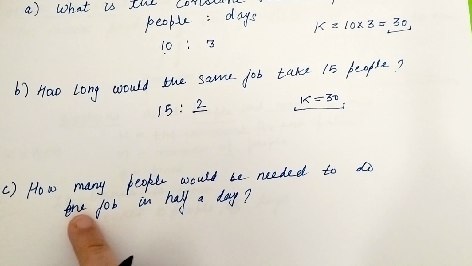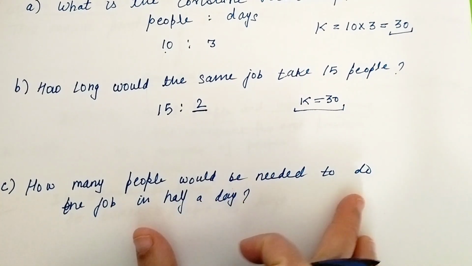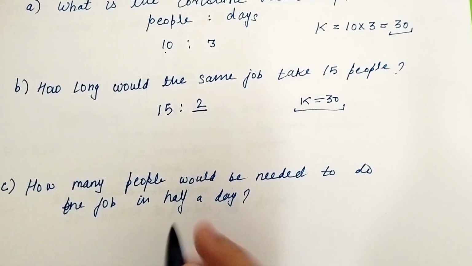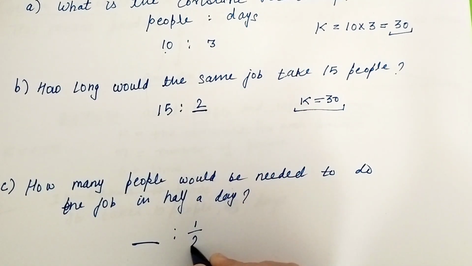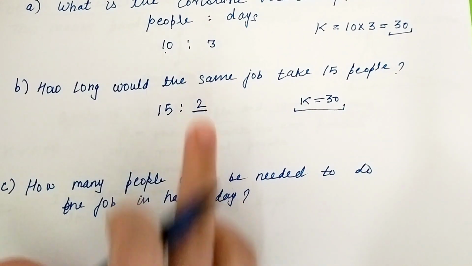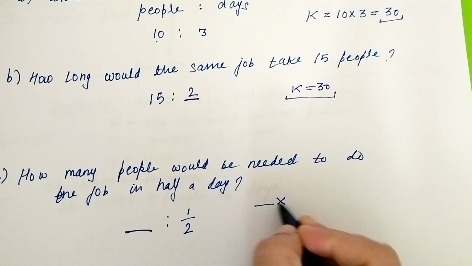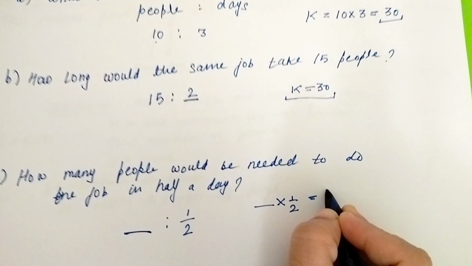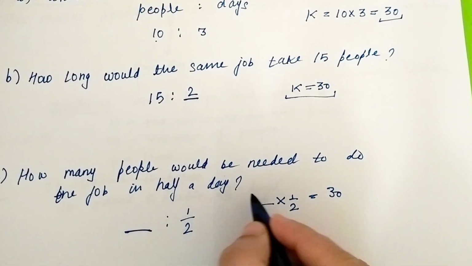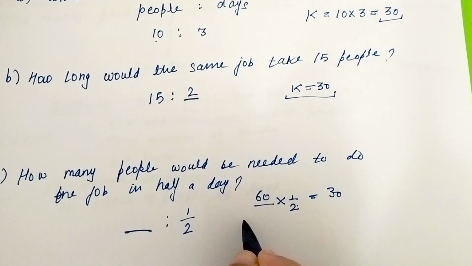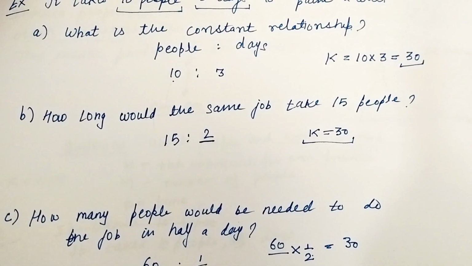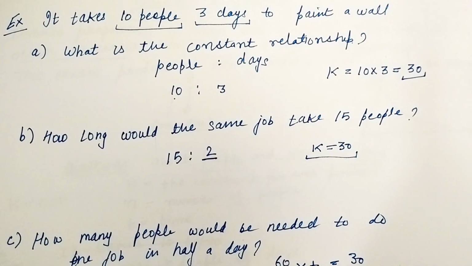How many people would be needed to do the job in half a day? So now we need to find the people, and days are half. Instead of 2, days are half. Now what should we multiply with half to get 30? The answer is simple, 60. So the people are 60. So this is how we can do these types of questions.